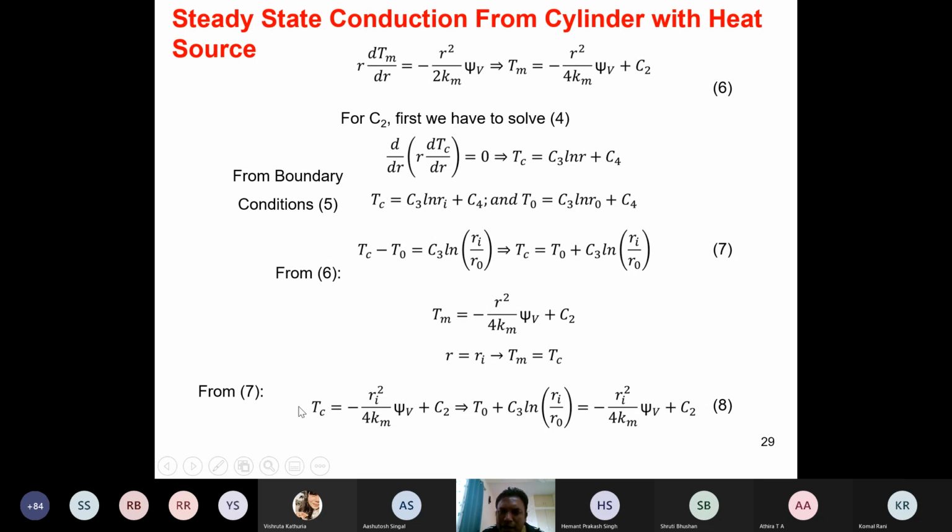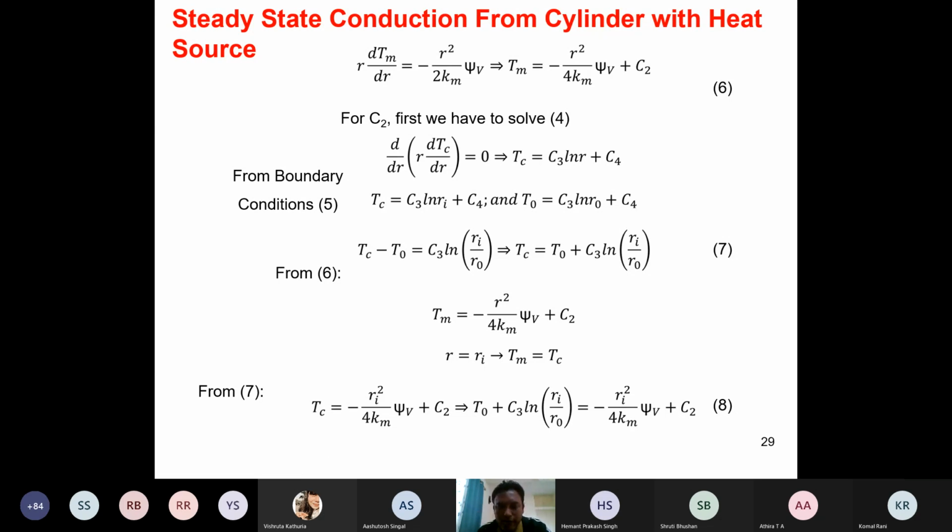And this Tc can be replaced by equation number 7. So this Tc which we have obtained here can be replaced by equation number 7. So we can put it here. So that becomes T naught plus C3 ln Ri by R naught, and that is equals to minus Ri square, because remember this is going to be at Ri, isn't it? This we want at Ri, isn't it? This is at Ri. So this becomes minus Ri square divided by 4 Km psi V plus C2, and that is equation number 8.